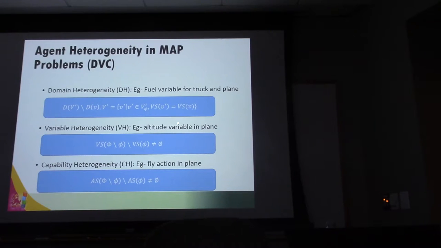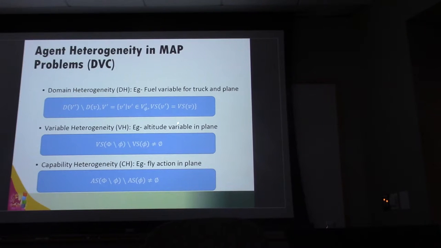So now let's define what agent heterogeneity is. We will say that the problem consists of heterogeneous agents if it satisfies one of these properties. Domain heterogeneity refers to the cases where agents have the same variable, say fuel, but different domain values. In our logistics domain, the value for fuel in the truck would be say gas, but for the plane it would be say kerosene or something like that.